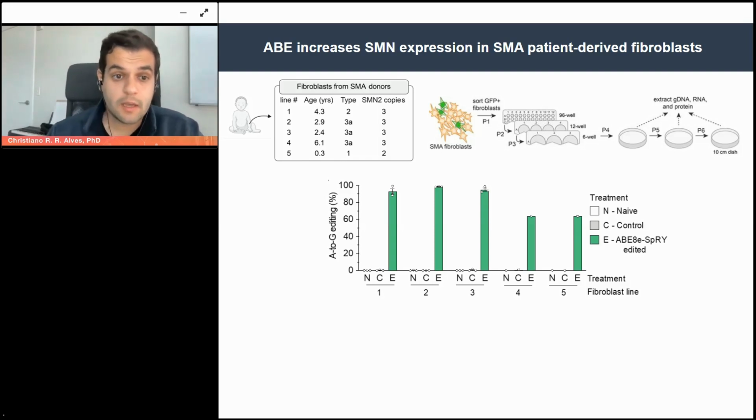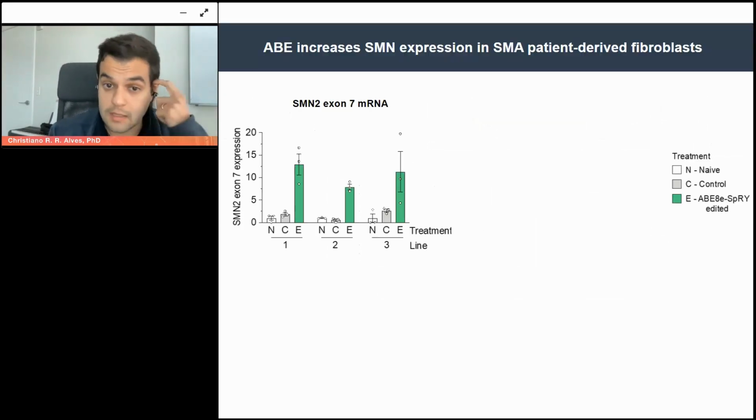And then the question is, okay, we provide on-target editing here, but what happens when we see that precise editing? Do we change something in these cells that could mean something for the disease? The first piece of data that I want to share is that the exon 7 mRNA expression, which is the one that's being skipped or not, is actually really increased.